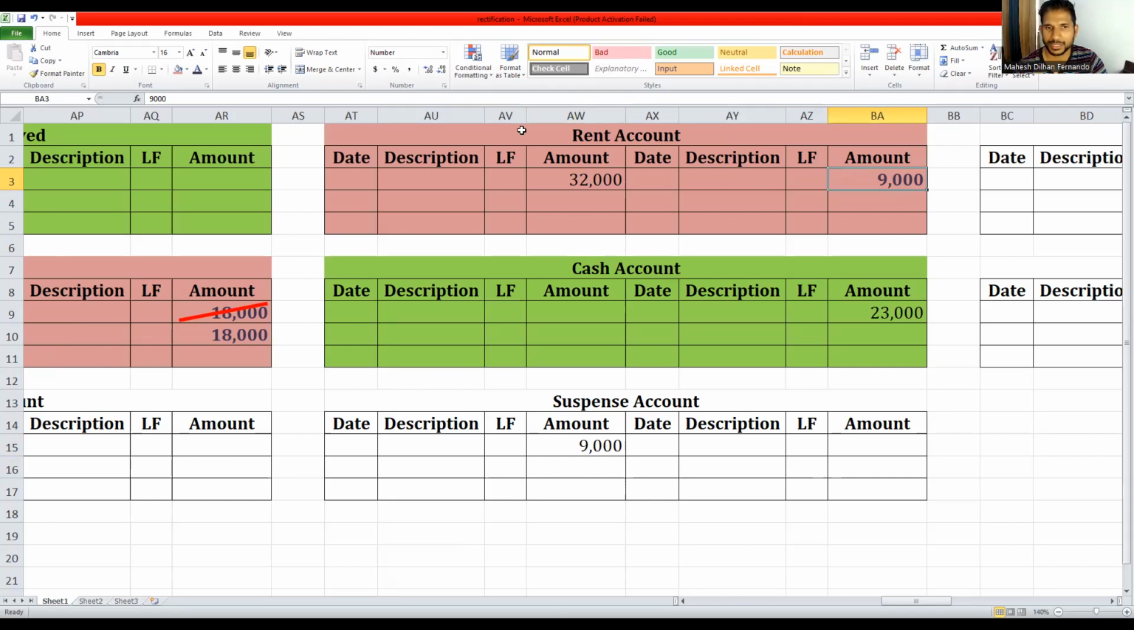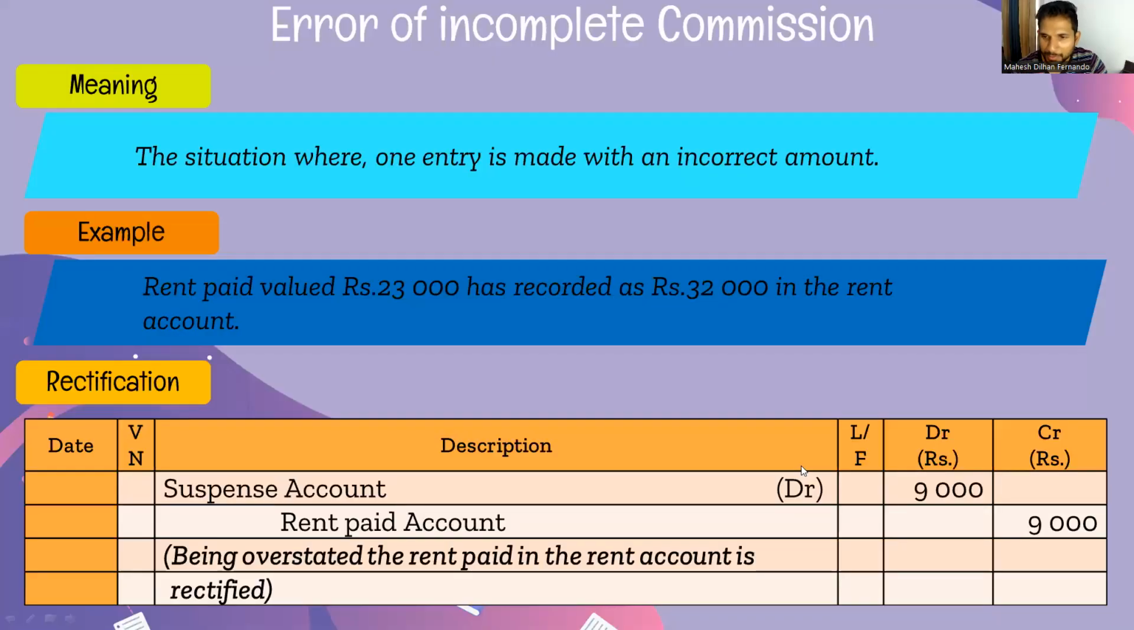This is a practical question. Let's move to the entry. This is the rectification. Suspense account debit 9,000, rent paid account credit. Don't forget to write the narration. Hurry up. Start it now. Write it all down.